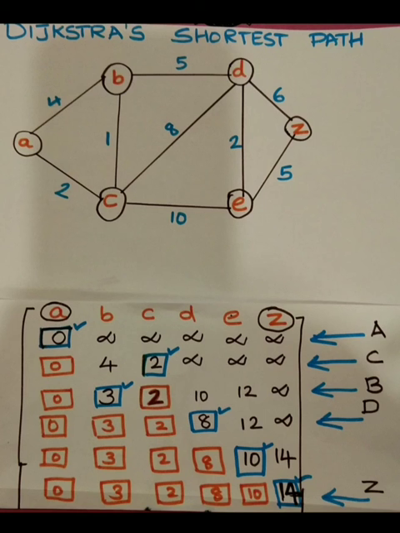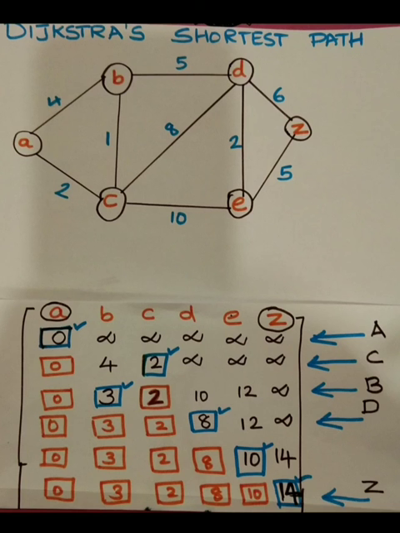Now you can start from D. From D you can see there are two vertices remaining, E and Z. You can find values for E and Z using the same formula, and you will get values as 10 for E and 14 for Z. From this you can select the smallest value, 10, as the permanent value. That means the label E. Then you can traverse from E to Z, and the value will be 14.